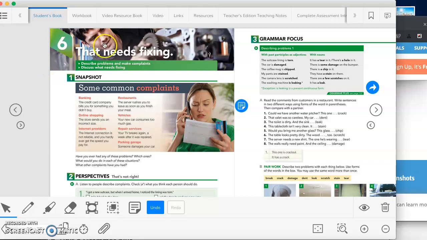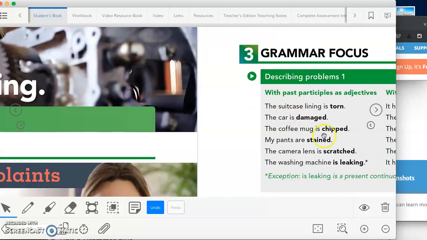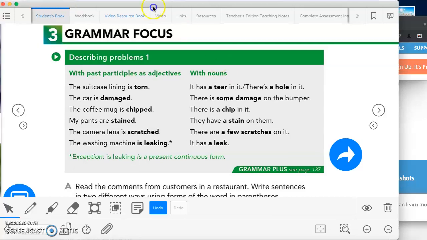Okay, so as I was saying, in this unit, we are going to describe problems and make complaints and also discuss what needs fixing. So basically in here we have the first grammar. It's called Describing Problems 1. In here we are going to describe certain problems using past participles. Remember the past participle of the verbs, but this time we are going to be using them as adjectives, and then we are also going to be describing problems with nouns.